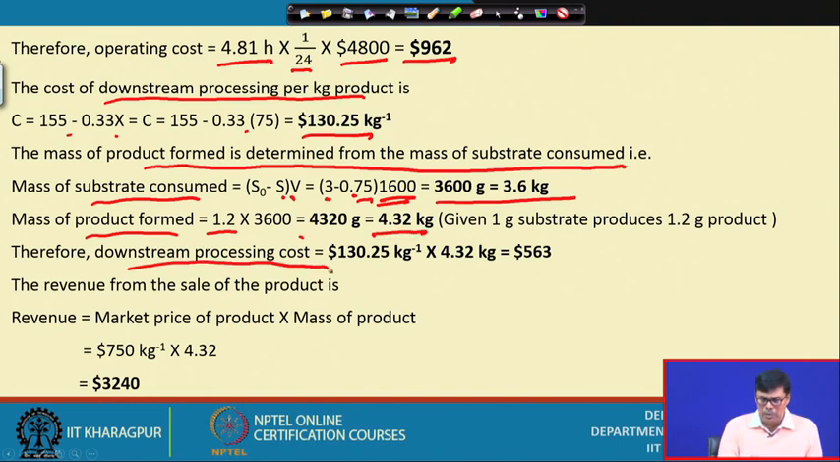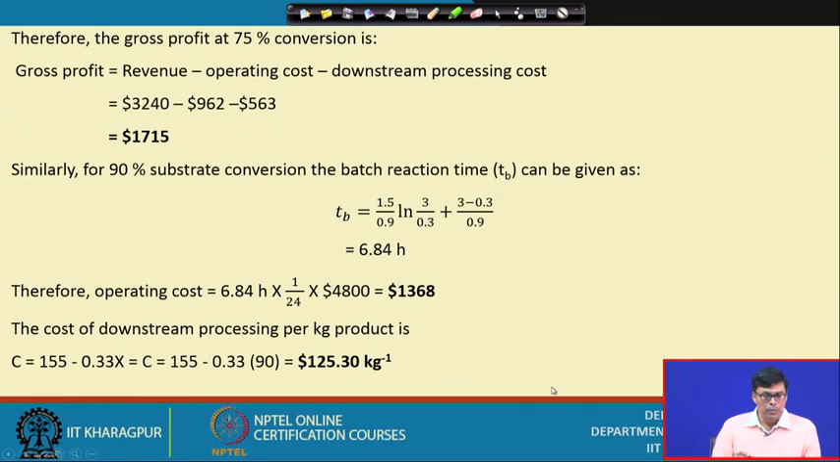Therefore, the downstream processing cost will be what? This is per kg, we have $130.25 per kg. So, you multiply that, and we will find this. So, the revenue from selling the product will be what? This into this, am I right? Because per kg of product the price is $75. So, you can find out $3,240 we can recover. Now, therefore, the gross profit at 75% is the revenue, 3,240, minus the operating cost, minus the downstream processing cost. So, it is coming like this.